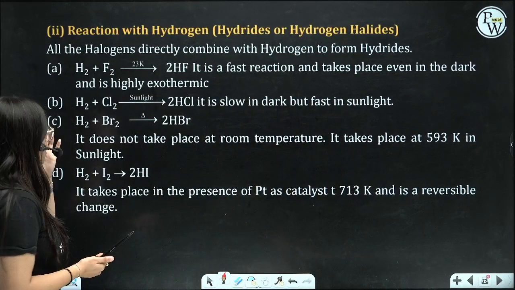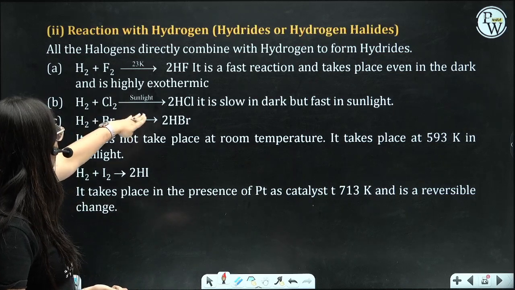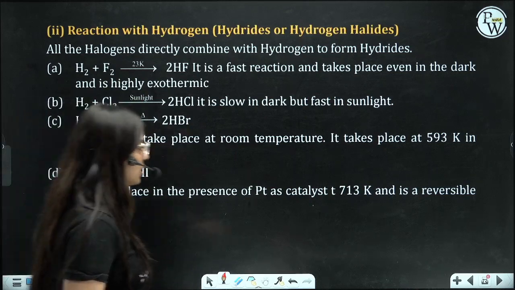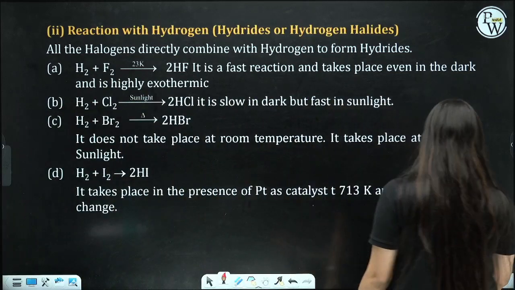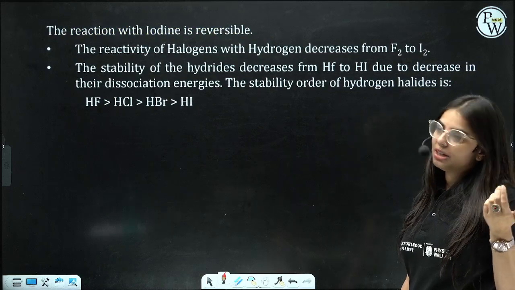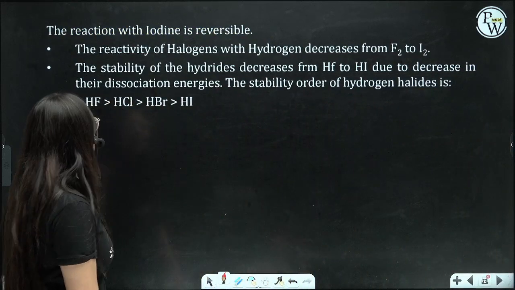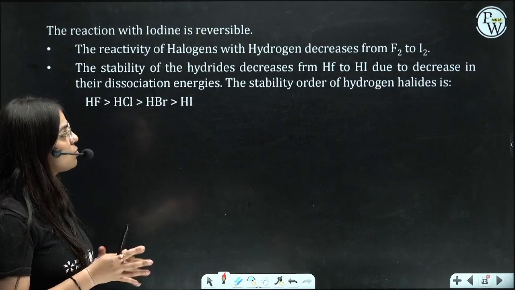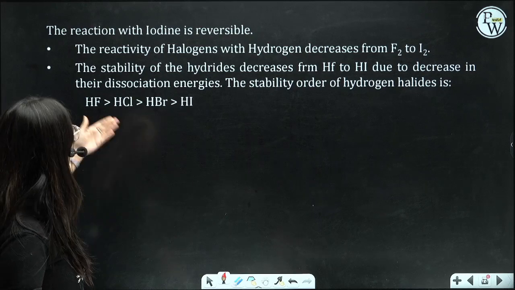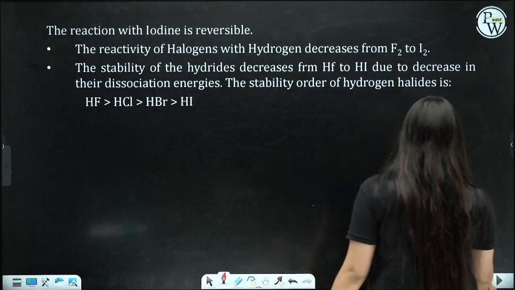Now when they react with hydrogen, they form hydrides, very simple, right? H2 plus F2 will give HF, H2 plus Cl2 will give HCl, it will give HBr, it will give HI. Simple, easy reactions. Now the reaction with iodine, they are saying it's irreversible. Sorry, it's reversible. The reactivity of halogen with hydrogen decreases from F2 to I2. This we very well know, students. The stability of the hydrides also decreases.